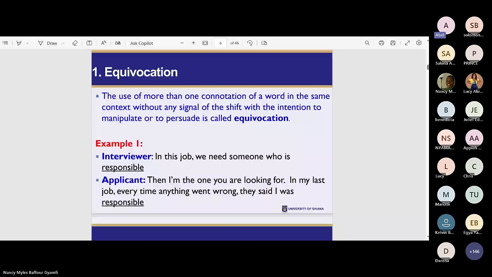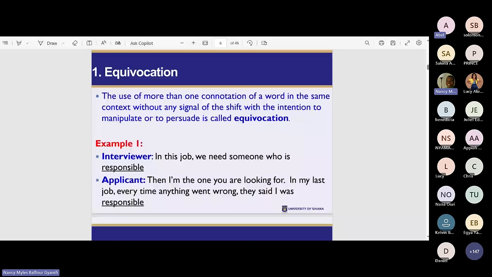In this job, we need someone who is responsible. Applicant: Then I am the one you are looking for. In my last job, every time anything went wrong, they said I was responsible. Very good. I don't want to belabor this point because we've seen it.